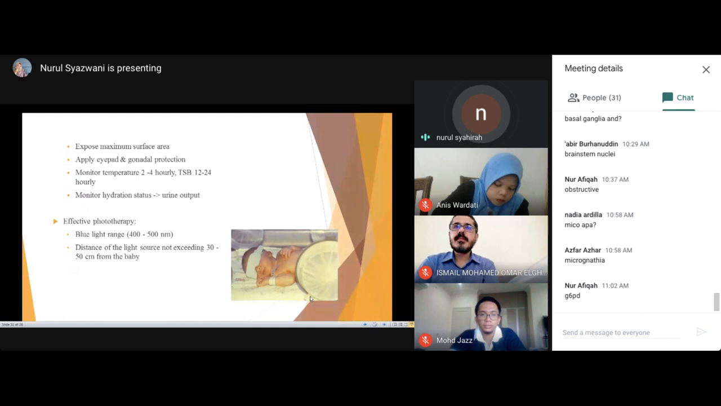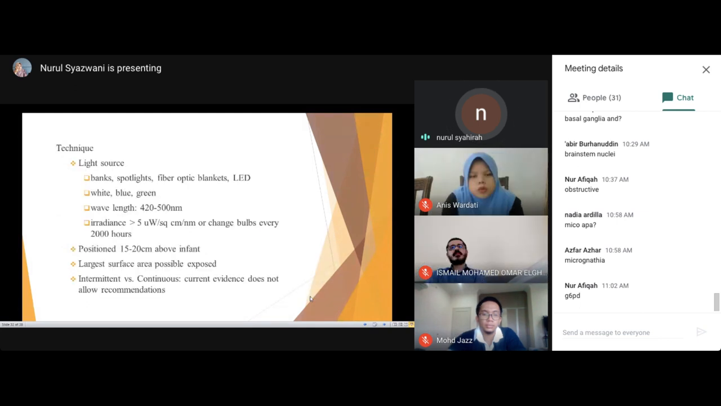Okay, the technique done in phototherapy. For the light source, usually we use the light band, spotlight, fiber optic blanket, and LED. The color of the light is usually white, blue or green, and the wavelength must be 420 to 500 nm radiance. The position must be 15 to 20 centimeters from the infant. Must expose the largest surface area.